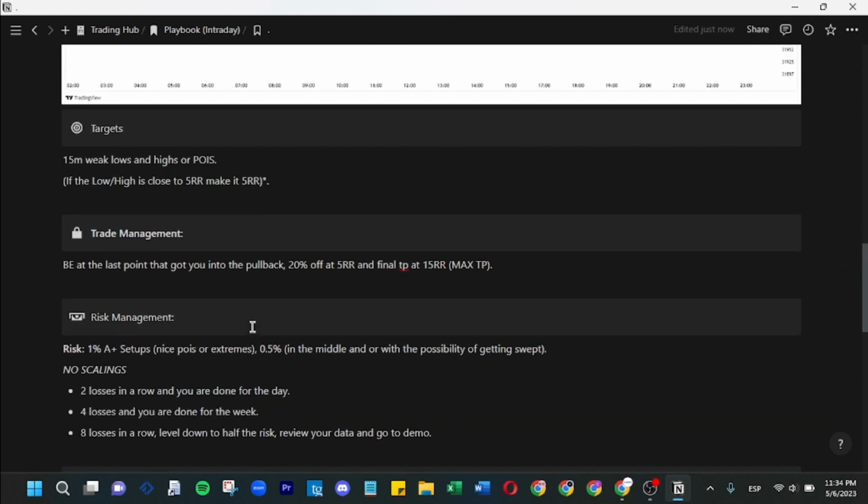The risk management, this is really, really important. I think it's one of the most, if not the most, important things in the trading plan, right? For me, I risk 1% on A plus setups, nice POIs or extremes, and 0.5% in the middle or with the possibility of getting swept. No scaling for me. It's not like I see a setup and the average scaling is a break of structure. I don't take scalings. I've tested that, it doesn't work for me, right?